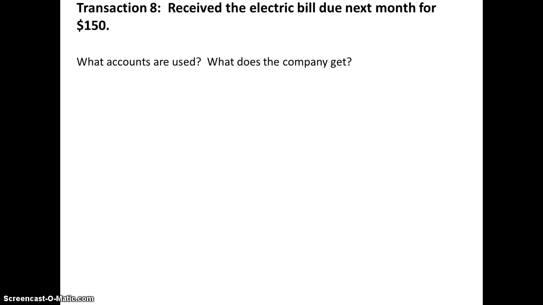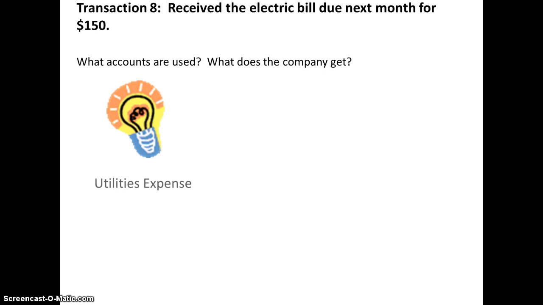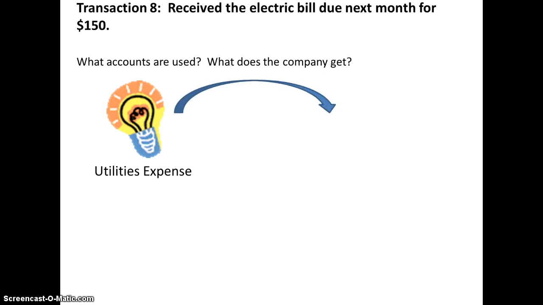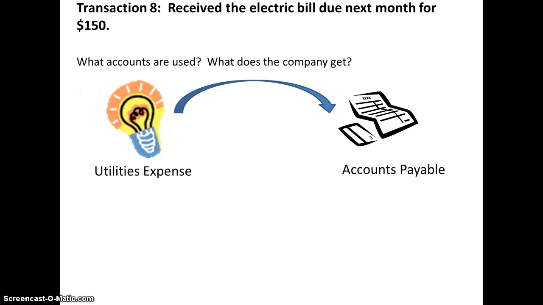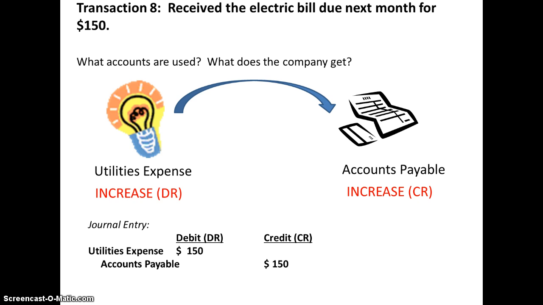Few more. Transaction 8. We received the electric bill due next month for $150. So what happened in this transaction? We received a utility bill or electric bill. So we want to increase the cost of doing business for utilities. Are we paying it now? No, we just received a bill. We're not going to pay it until next time. So we are going to pay it later, which means accounts payable. So we want to increase our cost of doing business, and we want to increase our debt. Our journal entry would be a debit to utilities expense for $150 and a credit to accounts payable for $150.